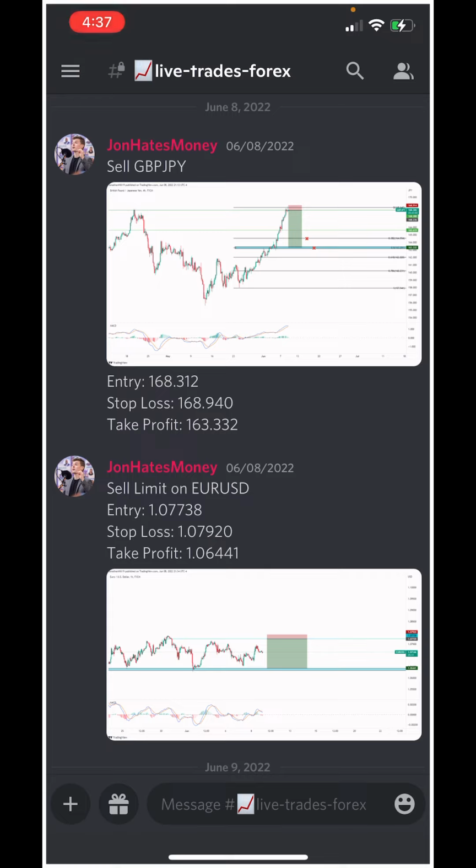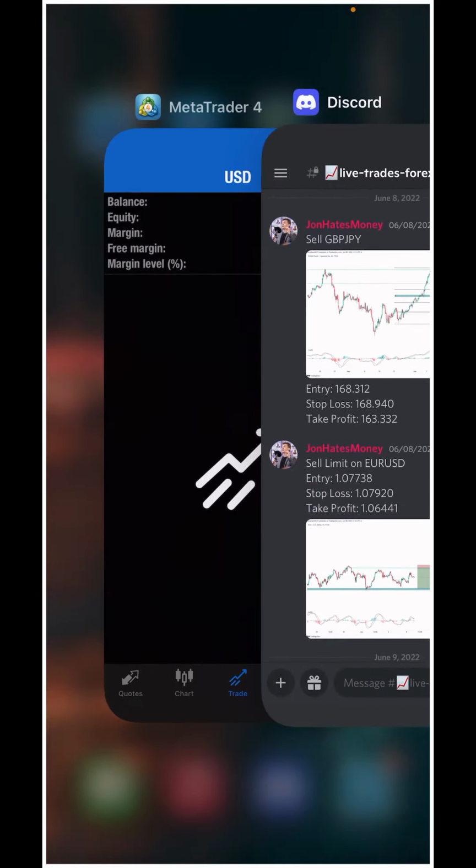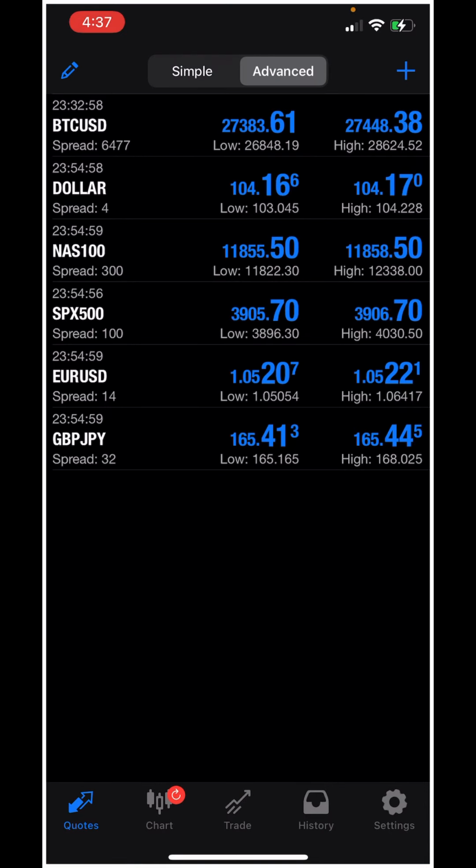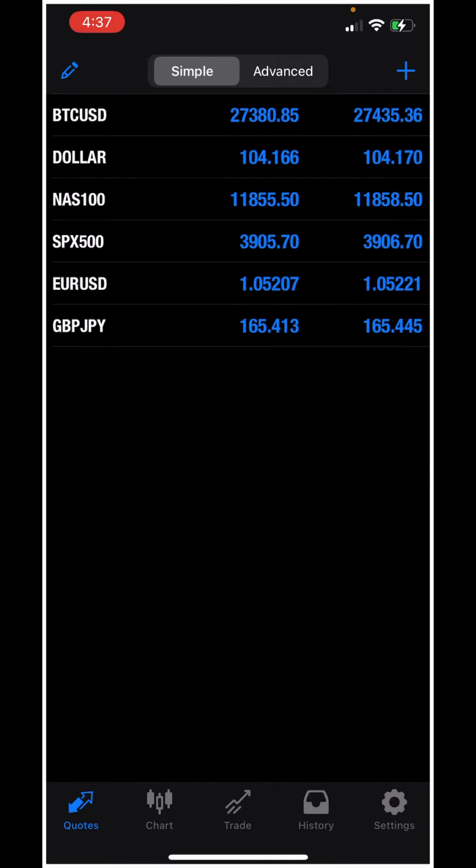So to start, I'm going to start with this top one here, sell GBP JPY. So this is just a market execution. Anytime you just see sell or buy and then a currency pair, indice or commodity or cryptocurrency next to it, that is a market execution. That means whatever the price is at now, that's what we are going to be selling at or buying. So in order to do that, all you would do is you'd come over to quotes in your MetaTrader 4 and you would look for GBP JPY.